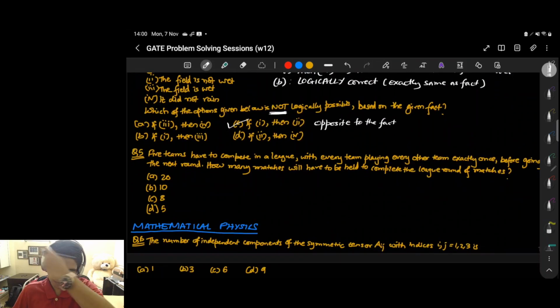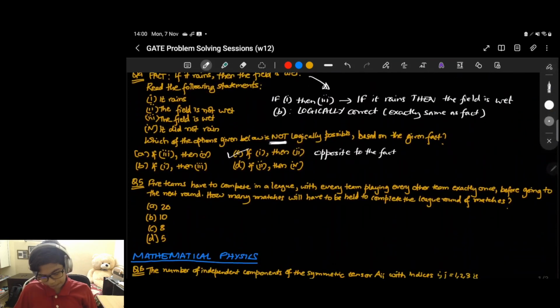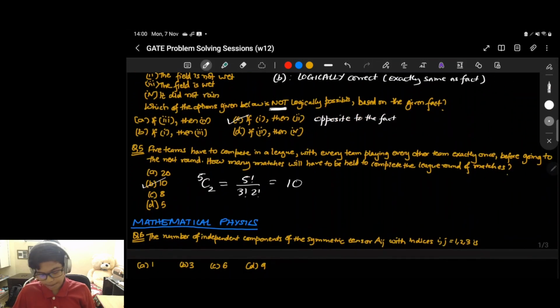Then the last question from General Aptitude. 5 teams have to compete in a league with every team playing every other team exactly once before going to the next round. How many matches will have to be held to complete the league round of matches? So there are 5 teams and a match is played between 2 teams. So you need to choose or select 2 teams. So this is 5C2, which will be the total number of league matches, which is 10. Option B.